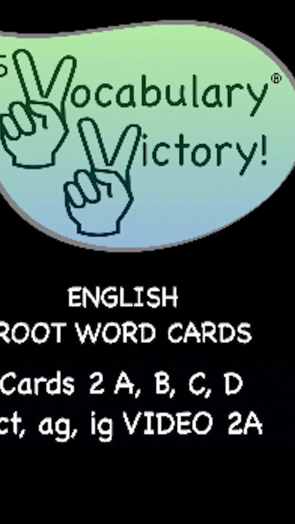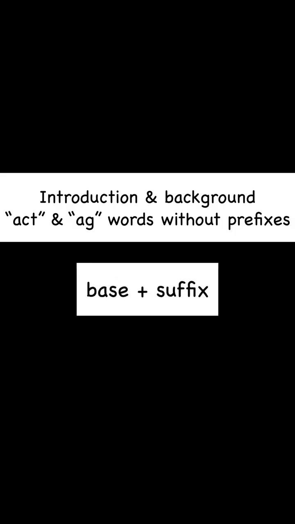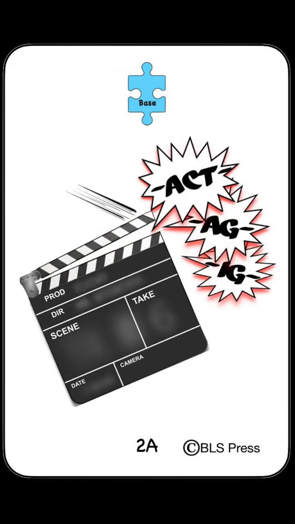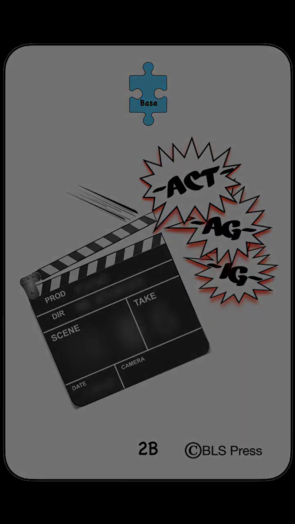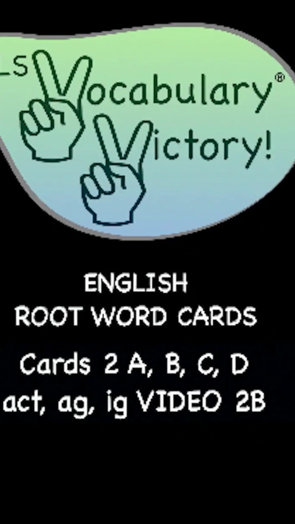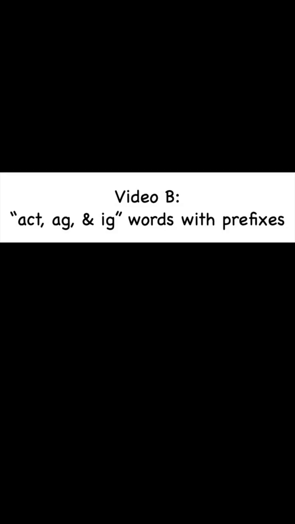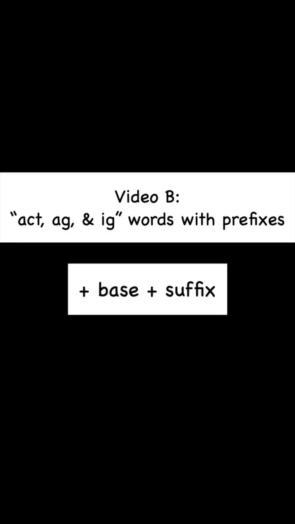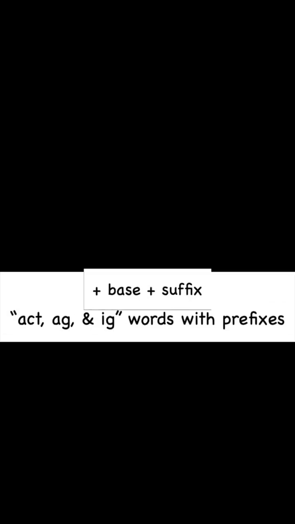Video A, the first one, this video, has the introduction, background, and words that have no prefixes, just the base plus suffixes. These are the words on card 2A and part of 2B. The second video, video B, will have the remaining words in this word family, the ones that have prefixes of various kinds, plus the bases and suffixes. Okay, so let's get to it.